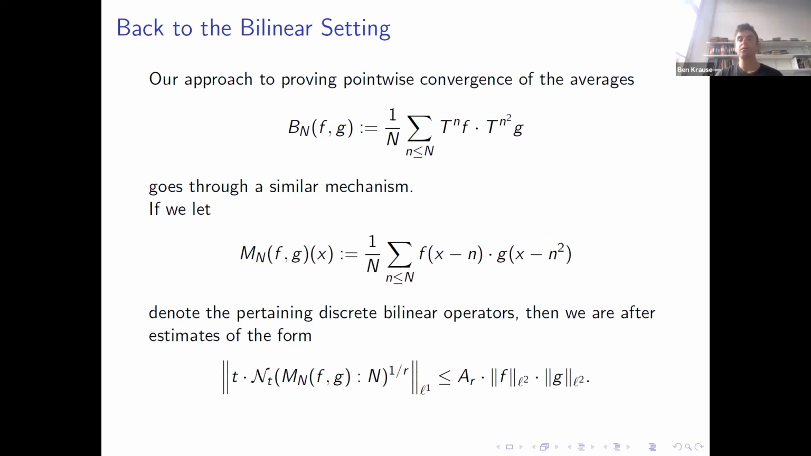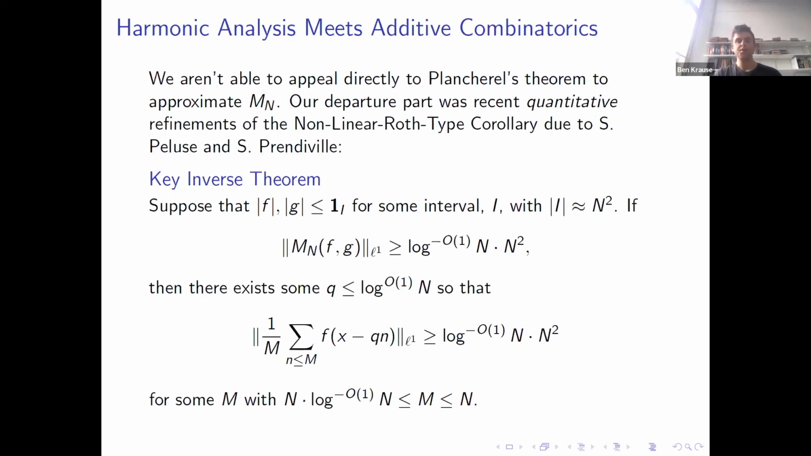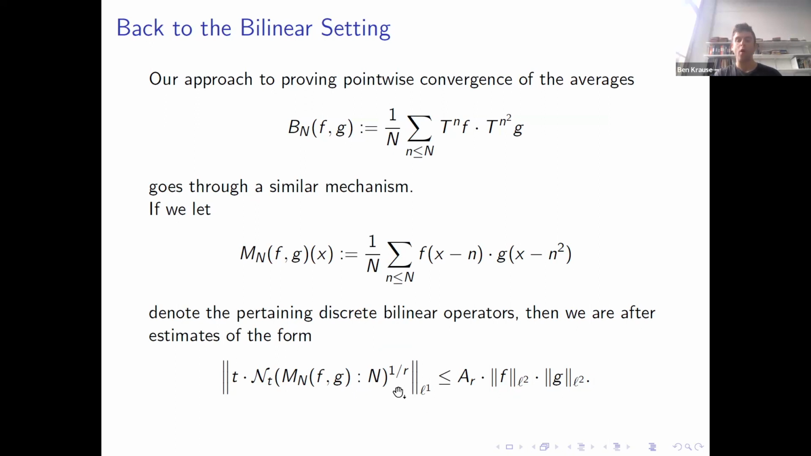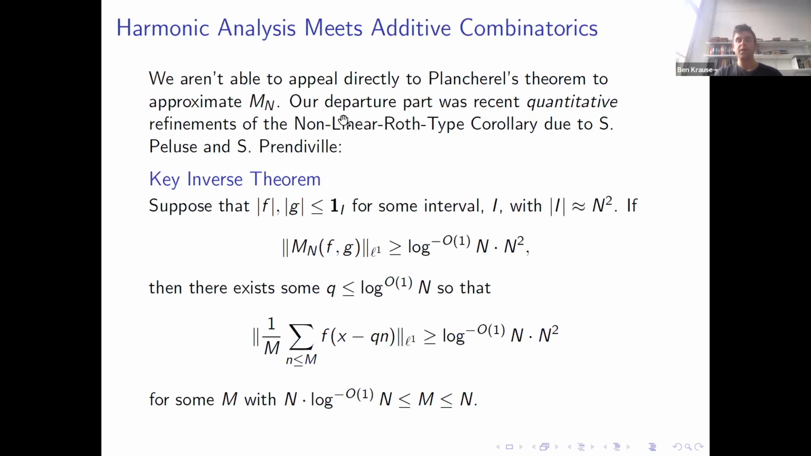So, onto the problem at hand. Our job was to prove convergence of these B_n functions, and we went through a similar transference mechanism as Bourgain. If we let M_n denote the pertaining bilinear averaging operators over the integers, we're after a jump counting estimate for these bilinear averaging operators. The representative case is L2 cross L2 to L1. So Plancherel's theorem isn't useful. We have no analog of Plancherel's theorem to implement the circle method naively. So just to get started, we needed to use some very subtle additive combinatorics of Sarah Peluse and Sean Prendiville.